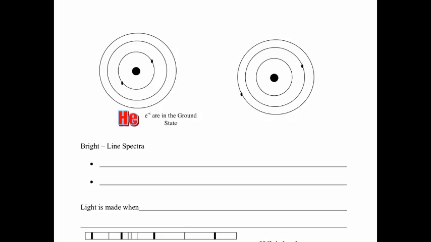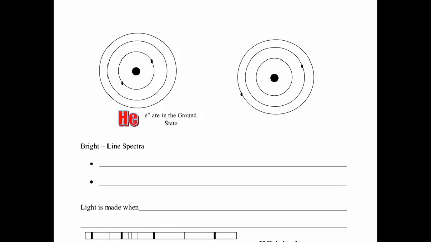Next, we're going to talk about the different experiments actually that Bohr had done and figured out that electrons seem to have very specific energy that they absorbed and released. So when he did that, he described something we now call the bright line spectra.